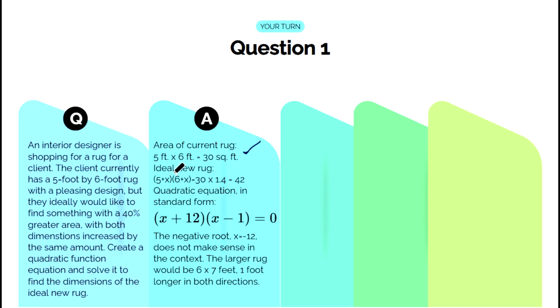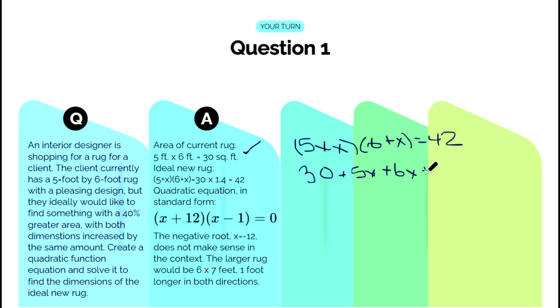Now this, I'm guessing, I don't know. Let's see if I can figure this out. So if we have 5 plus x, I'm going to try writing this in standard form and then seeing if it factors out to what they have. 6 plus x equals 42. Okay, let's try writing this in standard form. 5 times 6 is 30. 5 times x is 5x. x times 6 is 6x. And x times x is x squared equals 42.